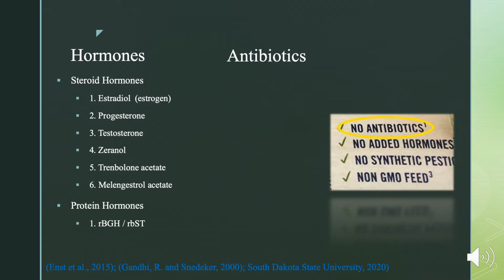Zeranol, trenbolone acetate, and melengestrol acetate are synthetically manufactured. These are all steroid hormones, and these are the ones that are used to promote muscle growth in cattle and sheep, but not chickens or pigs. The ones that are synthetically made are regulated by the FDA, and before they were approved, they made sure of the safe levels of the hormones in the meat that we eat.